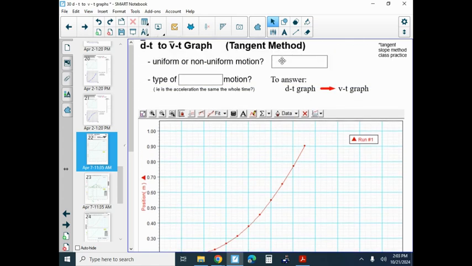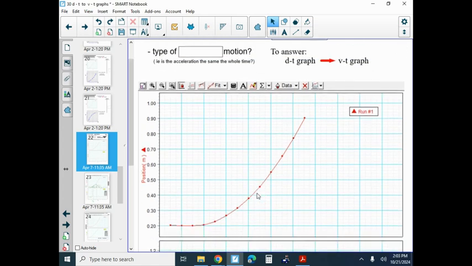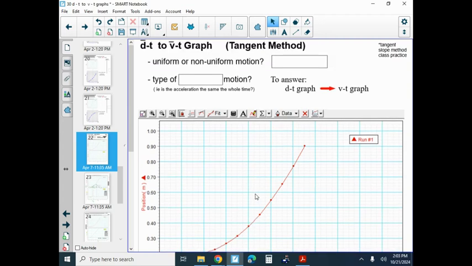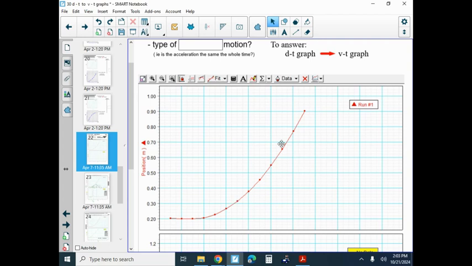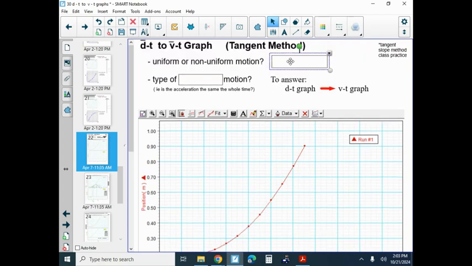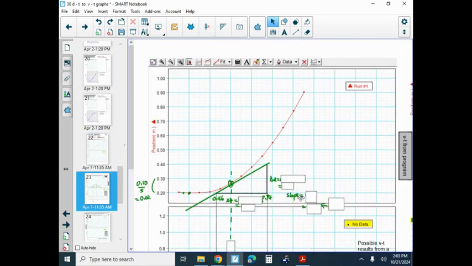Looking at this right now, we can answer some things. Is it uniform or non-uniform motion? Well, it's not uniform motion because it would be a straight line, right? So it has to be non-uniform motion. There has to be some kind of acceleration, but we're not sure what type of non-uniform motion. To answer this, we'd have to get the VT graph, and we do that tangent by tangent as we go.